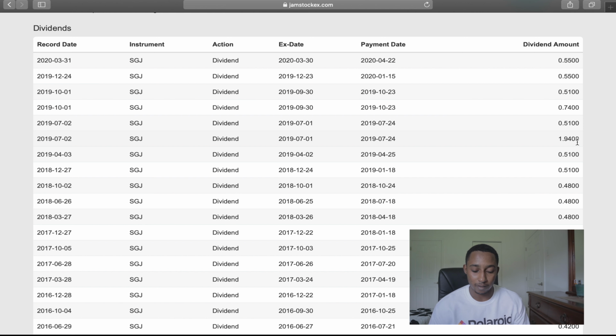$1.94, yo, awesome. As you can see, the dividend went up from 48 cents to 51 cents, and then it went up to 74 cents. Scotia go. But as you can see, guys, in the latter part of 2019 and the early part of 2020, they paid 55 cents. So notice that it ended on this date right here, March 31st, 2020.